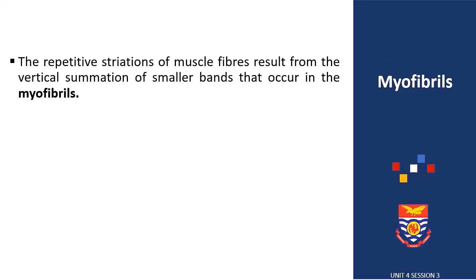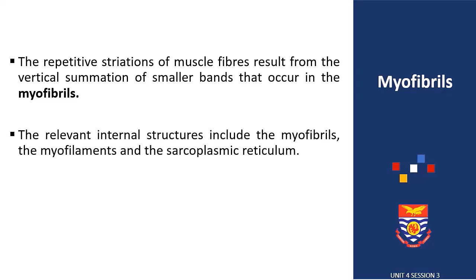Now let's have a look at myofibrils. The repetitive striations of muscle fibers result from the vertical summation of smaller bands that occur in the myofibrils. In order to understand the fine structure of muscle cells, it is important to know the internal parts of the cells that perform the work or that carry out the major activity of the muscle. The relevant internal structures we'll be looking at include the myofibrils, the myofilaments, and the sarcoplasmic reticulum.